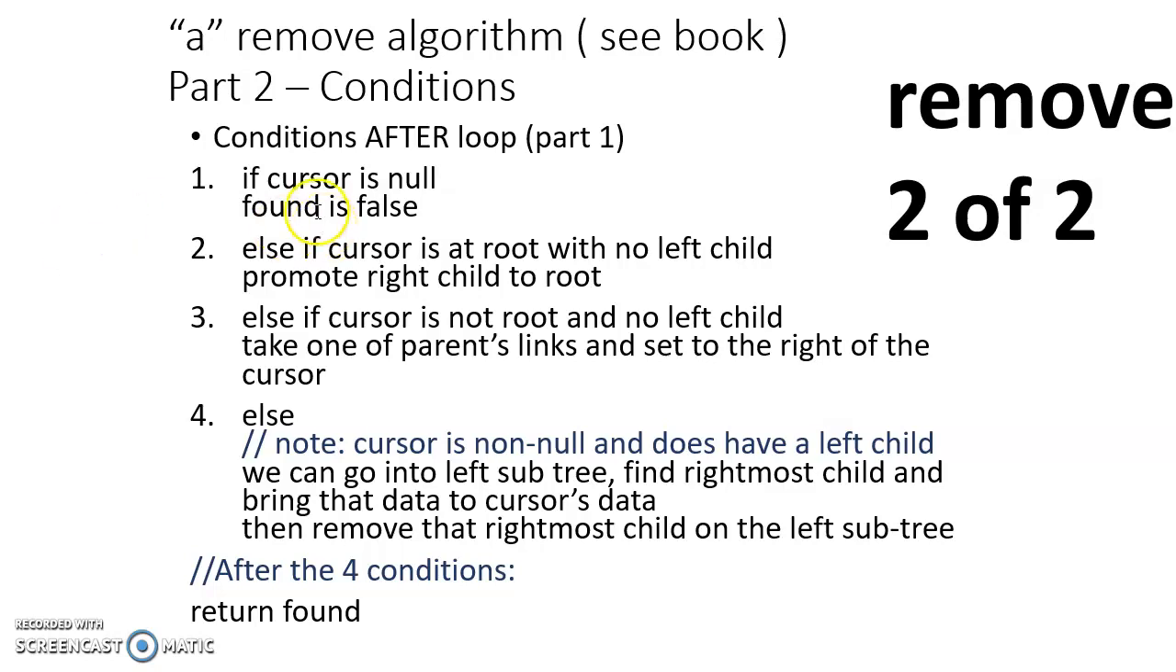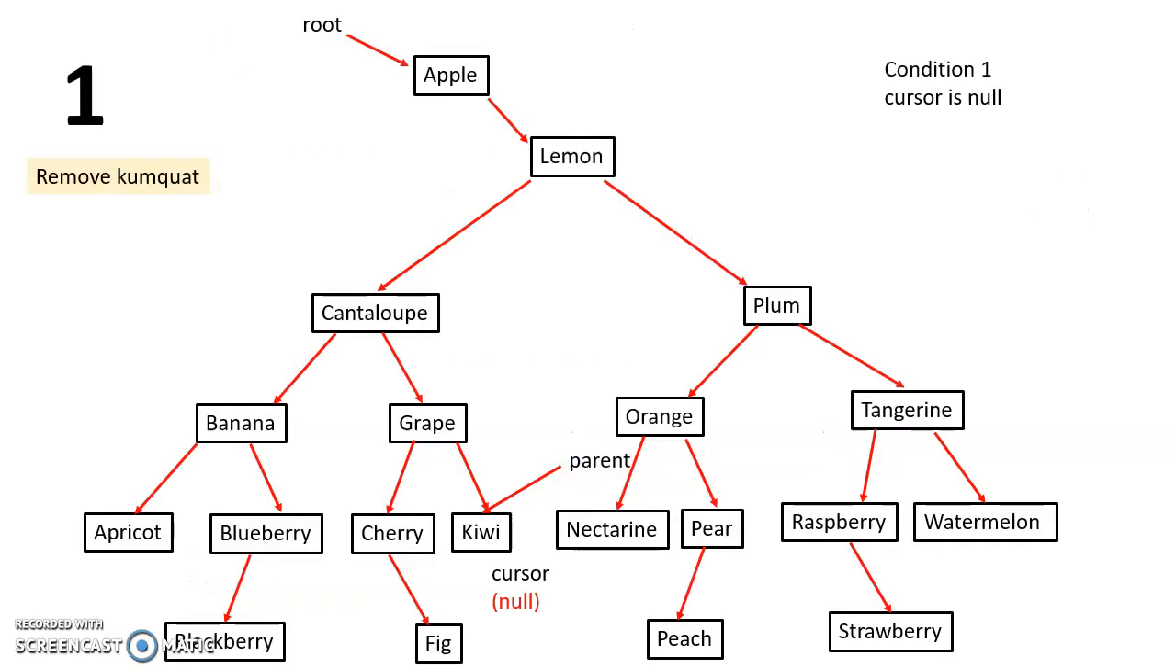There's 4 possible conditions. Now, this is going to turn into an else if chain. So you're going to have if cursor is null, else if cursor is at root with no left child, else if cursor is not at root and no left child, and then the trailing else will be this condition right here. So the first condition, cursor is null, that was this one right here.